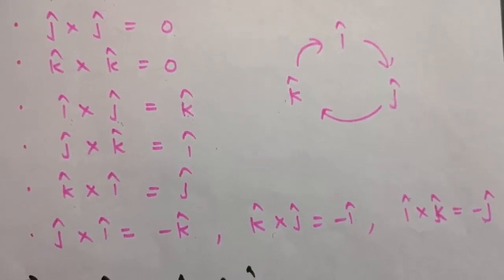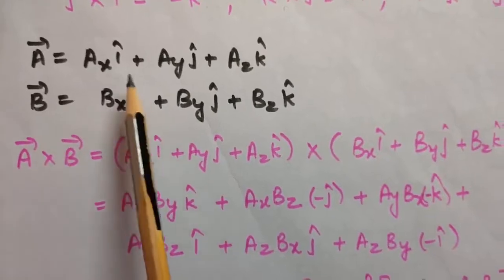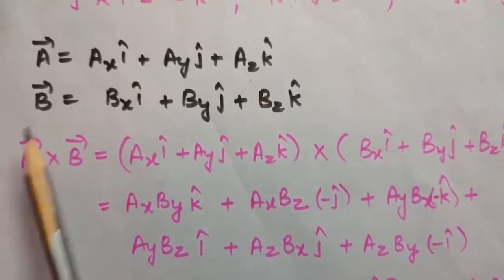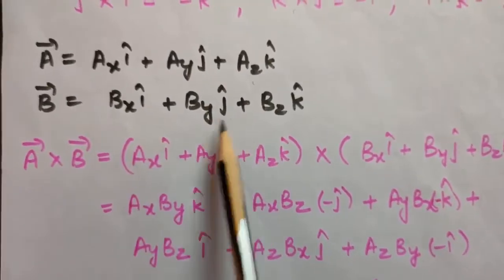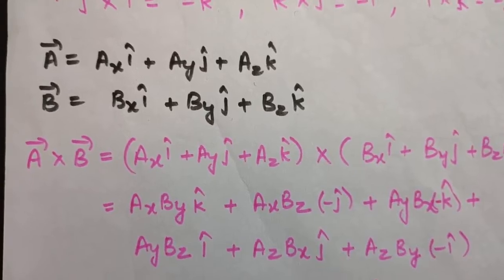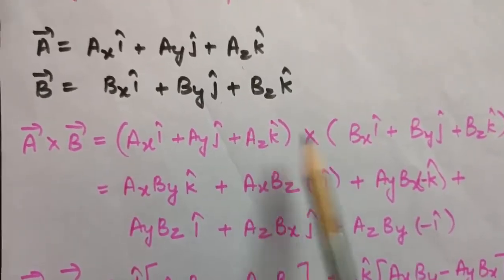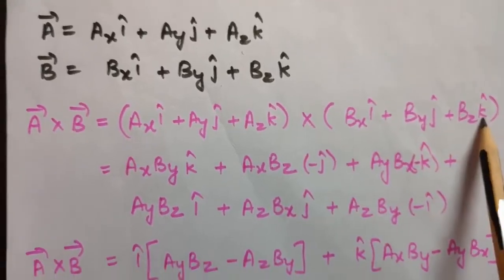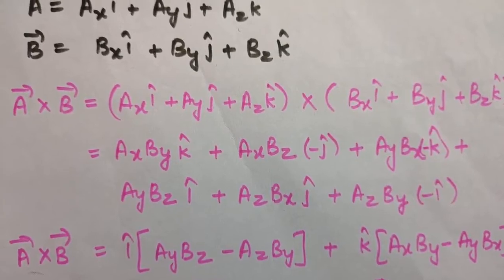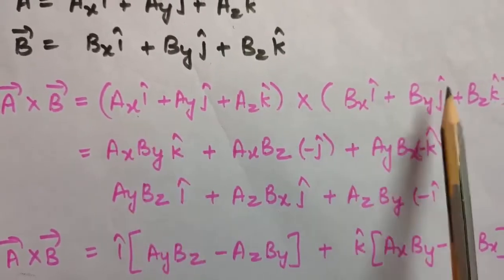Okay. Now, suppose you are given two vectors, A which is ax I cap plus ay j cap plus az k cap, and B which is bx I cap plus by j cap plus bz k cap. If you have to calculate the cross product of these vectors, A cross B will be written like this. Okay, now we will just simply multiply as we do in brackets, right? So this one will be multiplied by this, then this, then this.